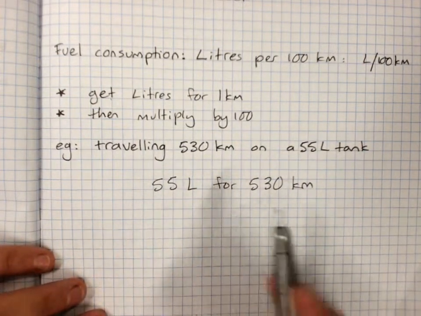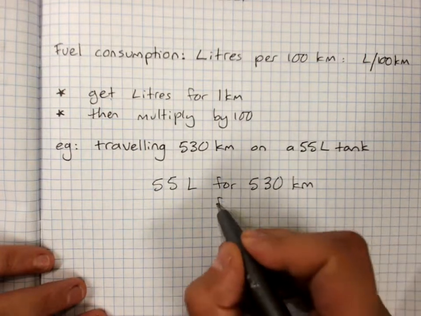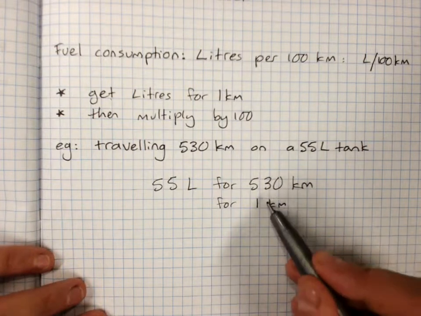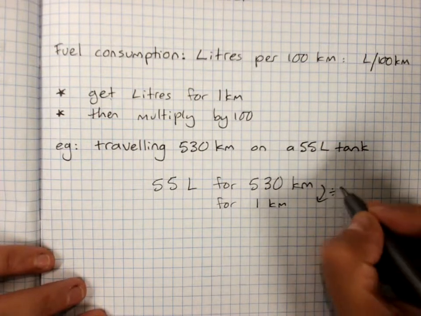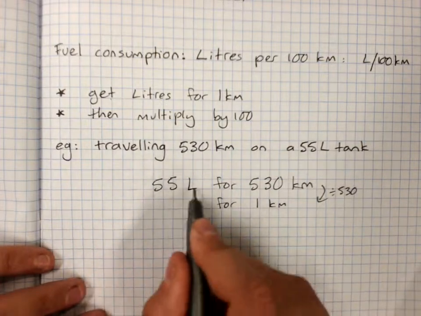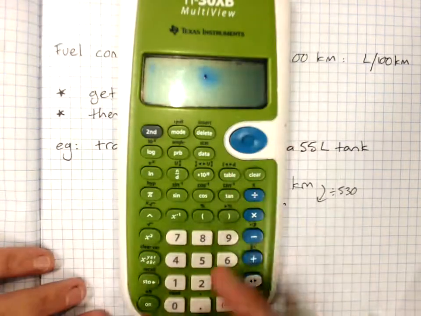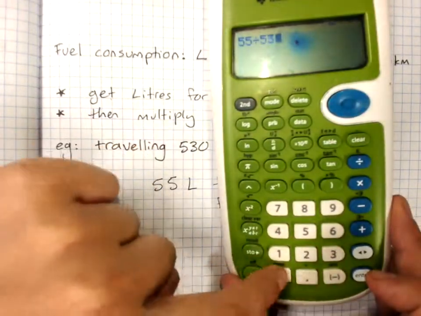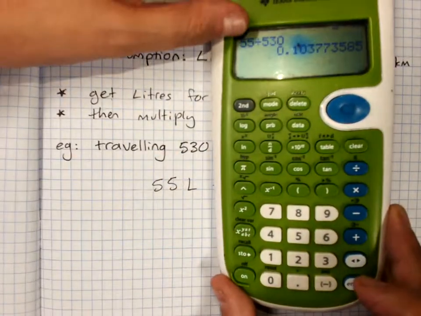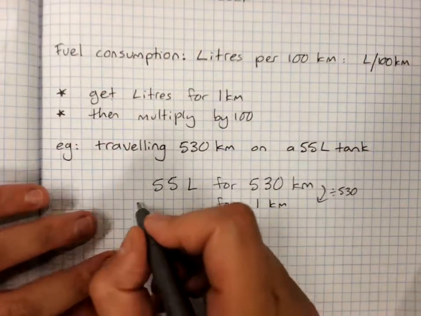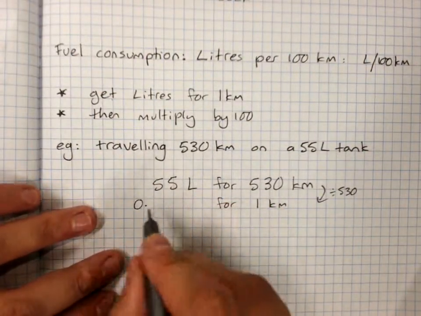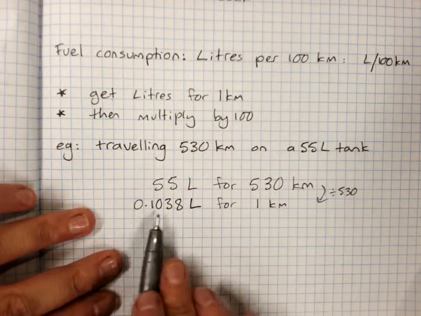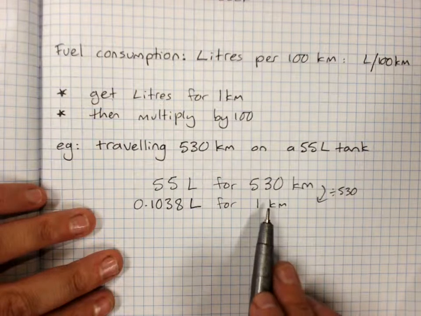Get down to 1 kilometre. So we know this trick. This is to go from 530 to 1. We're dividing by 530. So we're going to do the same there, which will get us a pretty small amount. 55 divided by 530, 0.10377. So keep quite a few decimal places, like at least 4. So that's not very much of a litre to go 1 kilometre.